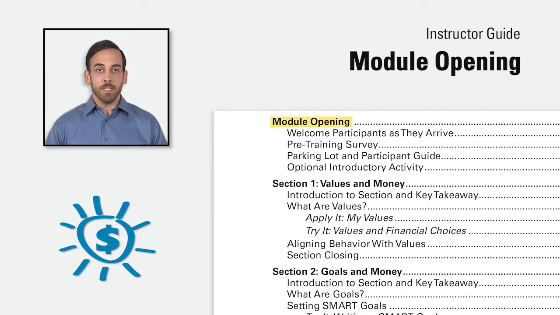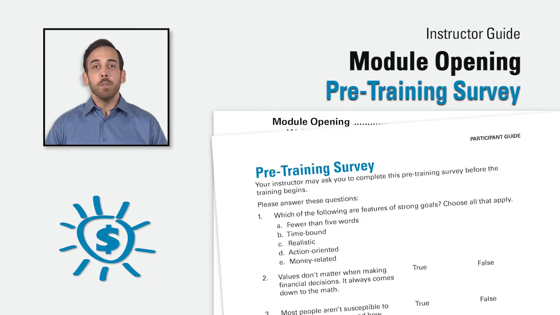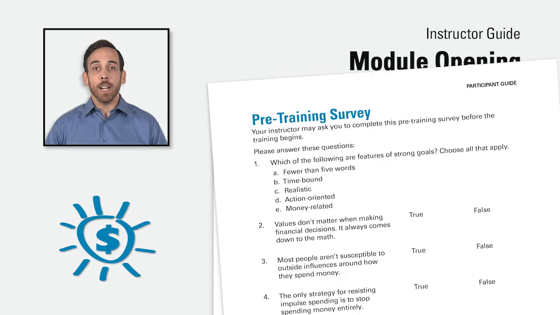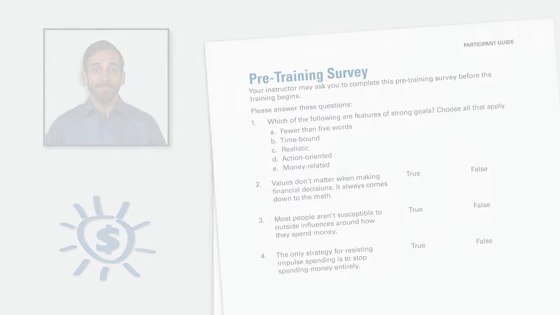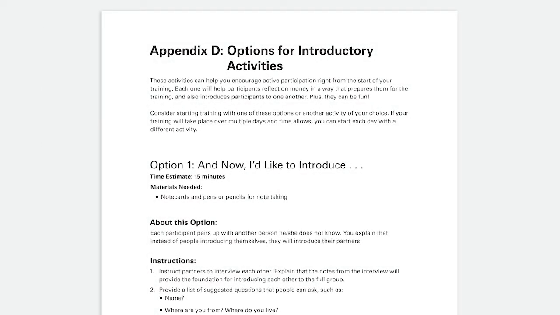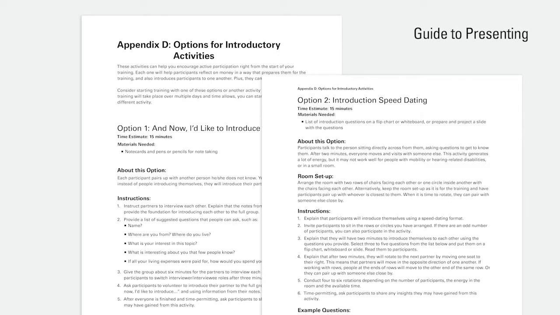The module opening section is where you begin to present the module to participants. You can ask participants to complete the pre-training survey. It's located at the back of the Participant Guide, which makes it easy to tear out if you decide to collect the surveys. Using the survey can help you evaluate your training effectiveness and tailor your training approach for future sessions. We also recommend including a fun activity from the Guide to Presenting Money Smart for Adults to kick things off, or use one of your own. That's a great way to energize participants and get them ready to learn.